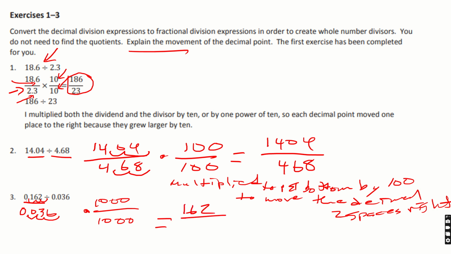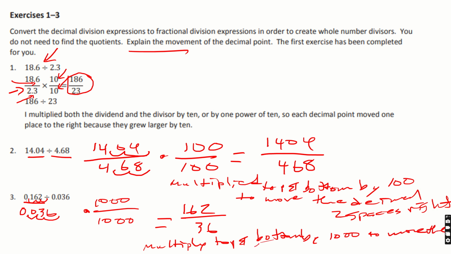And we'll end up with 162 divided by 36. And same thing as up above, just instead of multiplying top and bottom by 100, we multiply top and bottom by 1,000 to move the decimal 3 spaces right, to then get whole numbers.